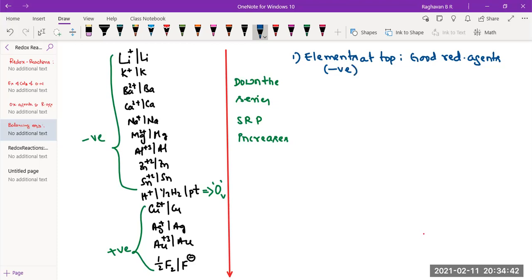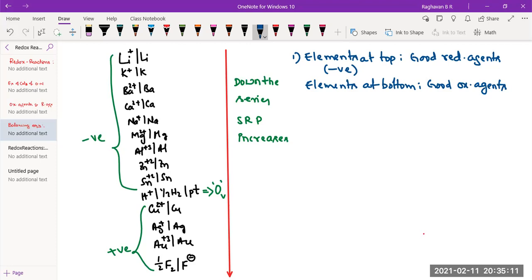Elements at the bottom are not ready to lose electrons so much, unlike s-block elements, right? When you go to the other end of the series, it goes to halogens and so on. They are highly good oxidizing agents. So elements at the bottom are good oxidizing agents.